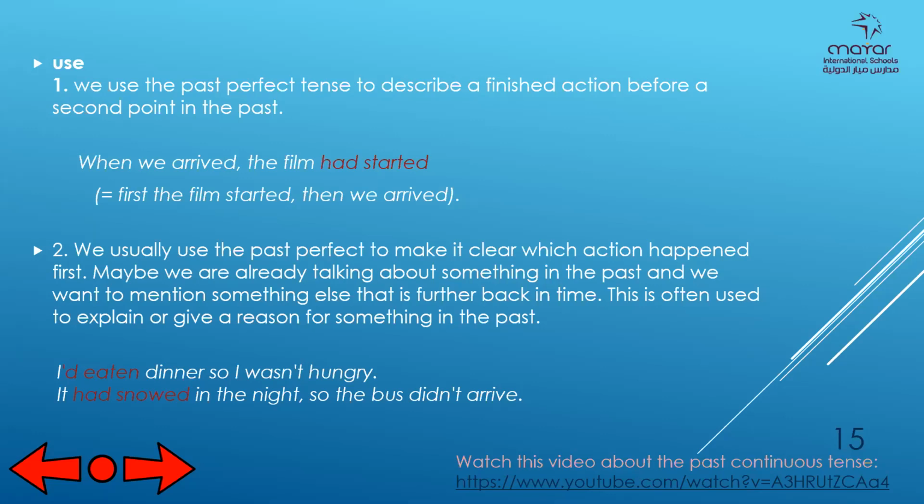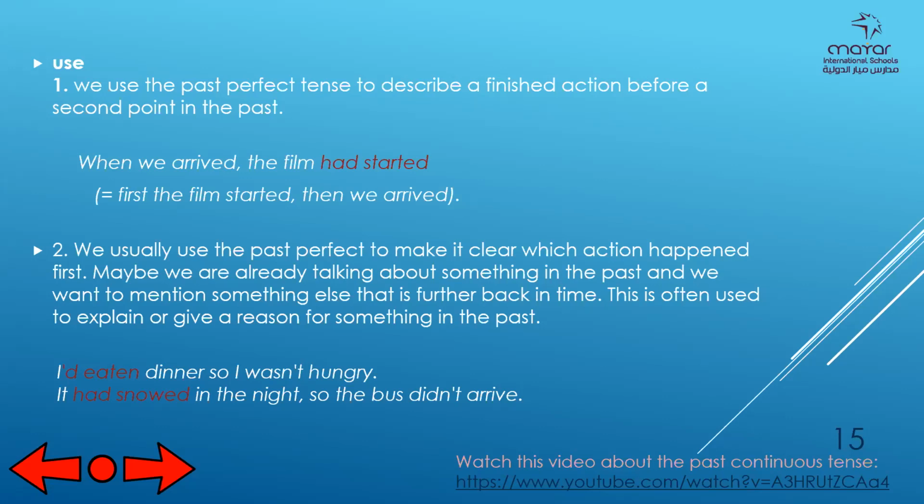Like, I'd eaten dinner, so I wasn't hungry. Yeah, exactly. It had snowed in the night. I wasn't hungry because I did something before this, which is had eaten. I had eaten dinner, and then the result is that I wasn't hungry. So two actions: the first one is eating my dinner, and then the second thing, I wasn't hungry. Understood?